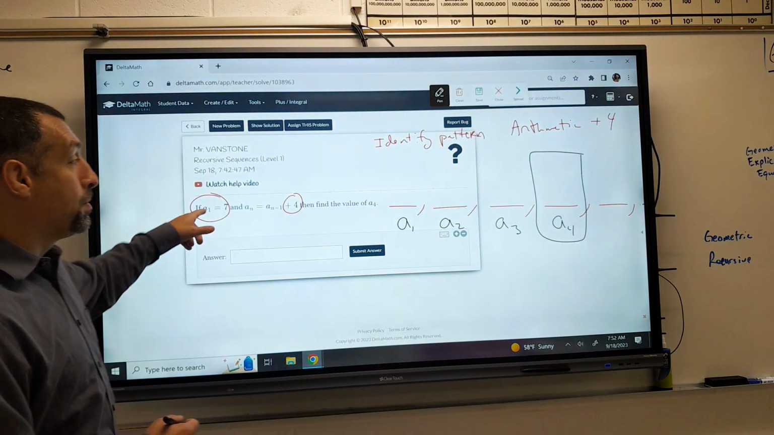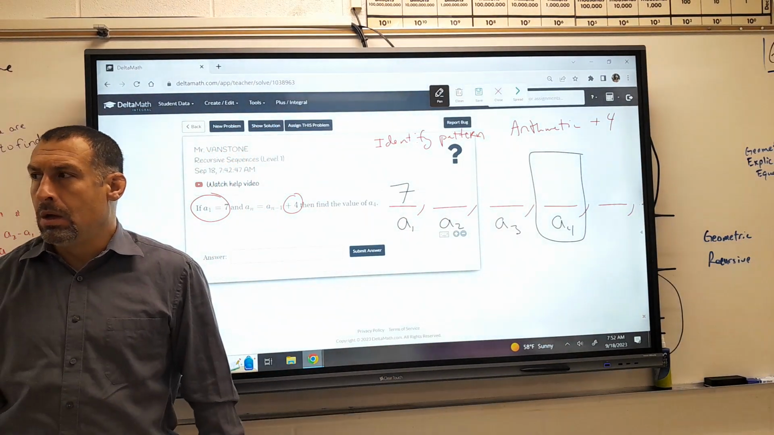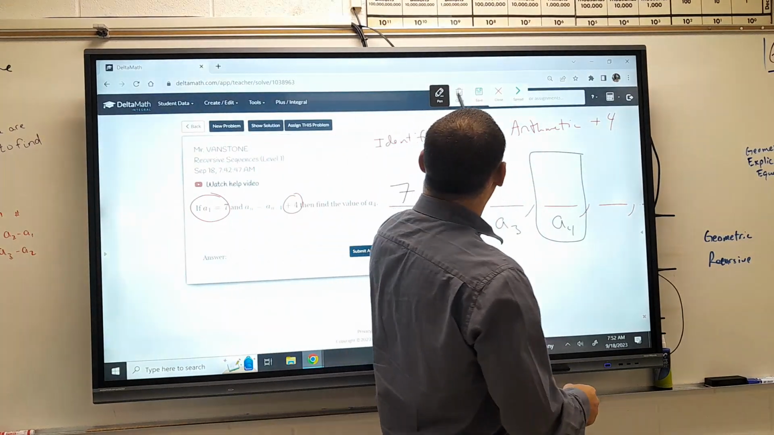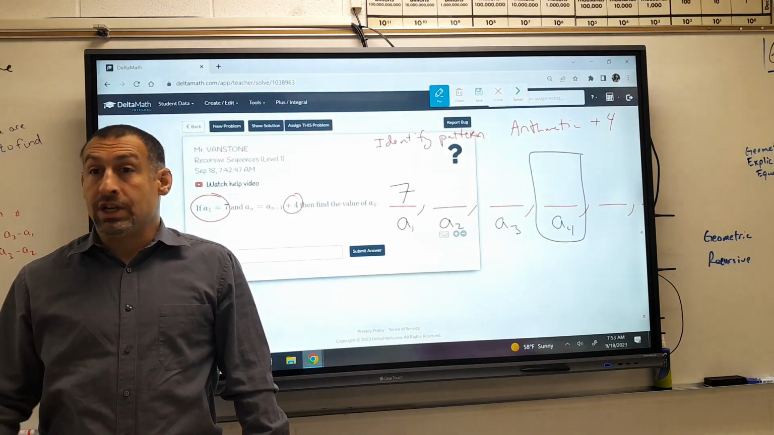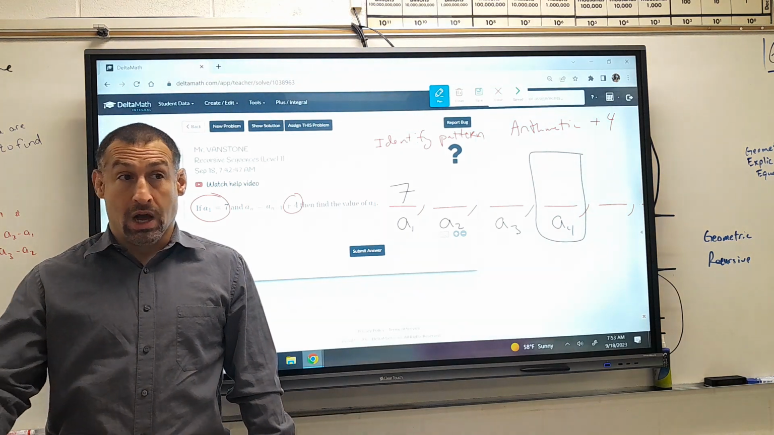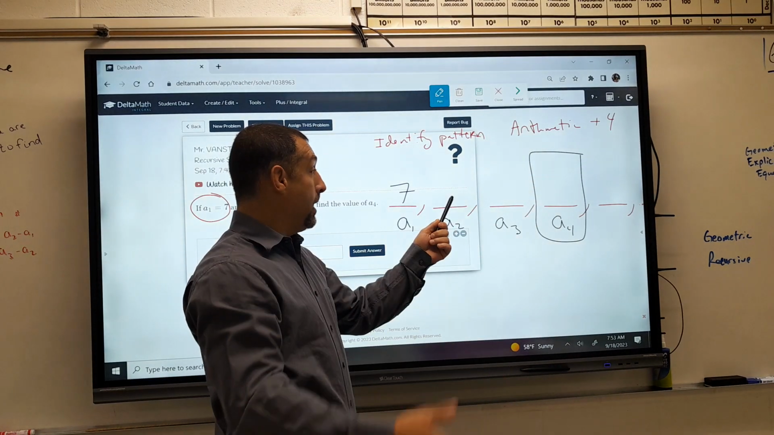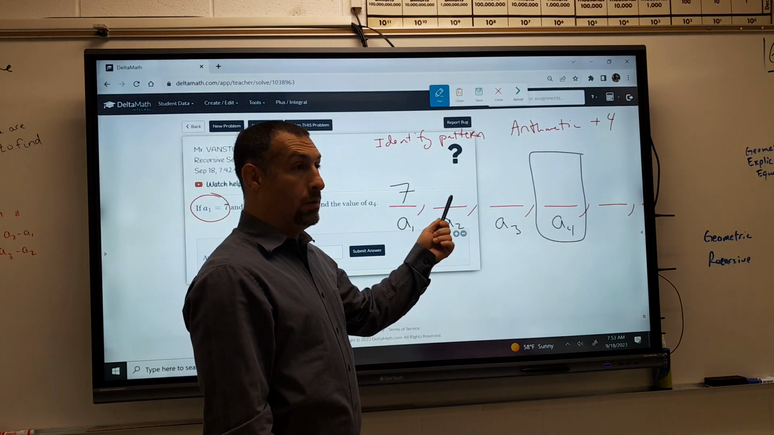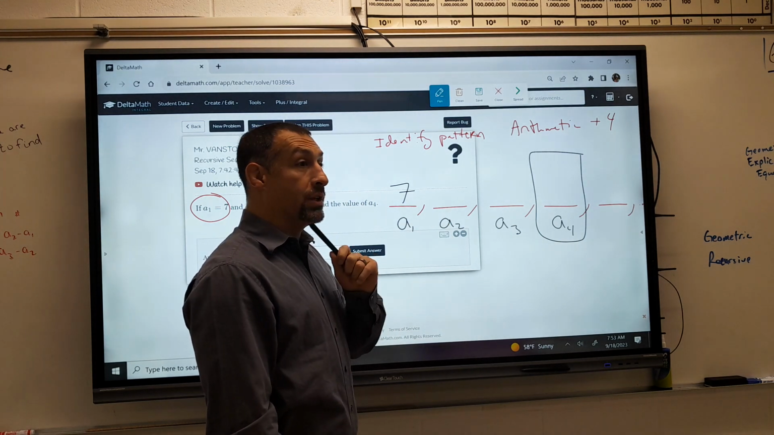Our starting spot for this problem is a 7. We're seeking the fourth term. What are we going to do? Why would we add 4? You're right, Eric. Because it says plus 4, and plus 4 is the pattern. It's the common difference. So how do I find the second number? Renee? What is the second number? How do we find the second number?